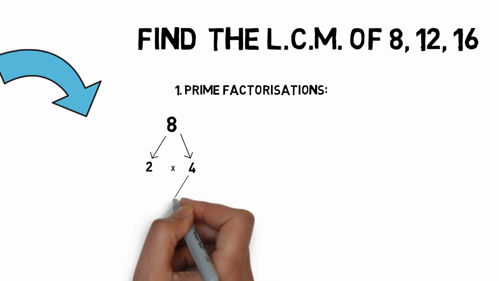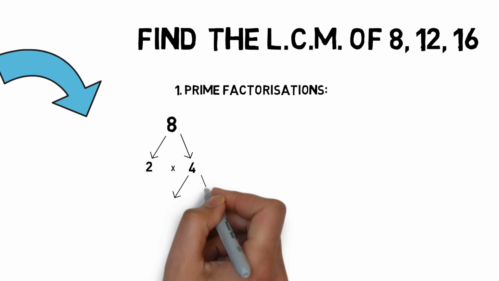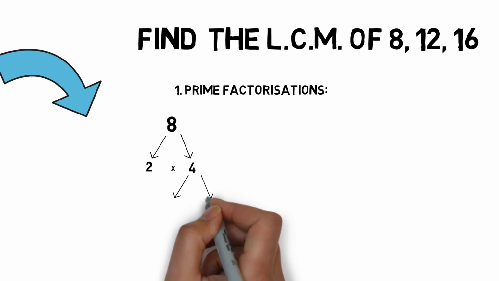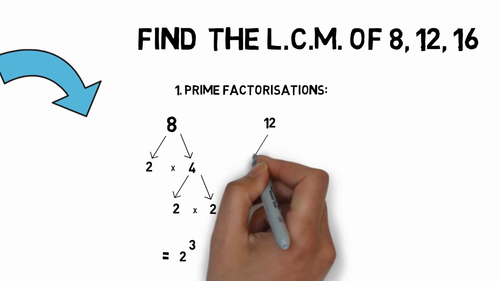We can't do anything to 2, but we can break down our 4 even further into two prime numbers. This time 2 times 2. Now that we have all 2's, we can't break down anything further. So this is our final answer for our prime factorization: 2 to the power of 3, because we have 3 2's. So 8 done. Easy.